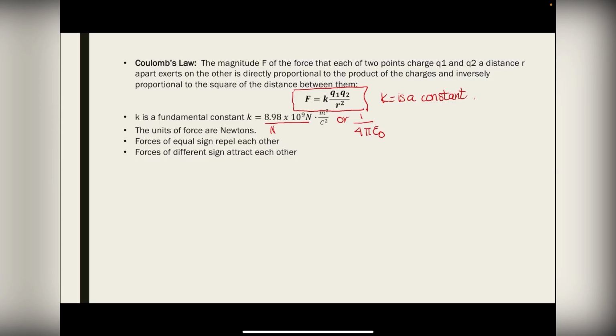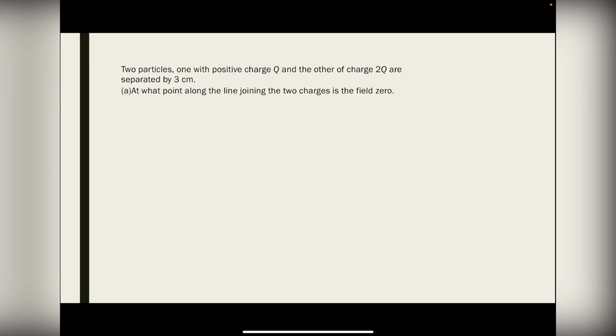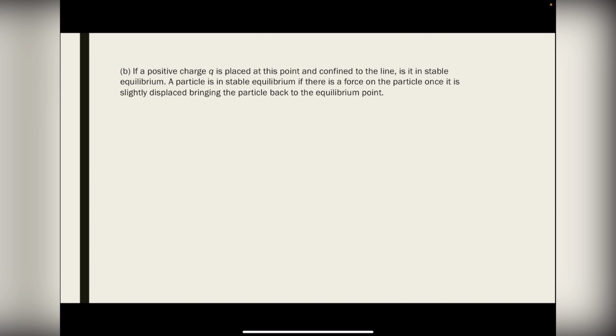So I will start with part B because I wanted to see whether a positive charge or a negative charge will keep the system in equilibrium, and then I will work my way back to part A. Okay.